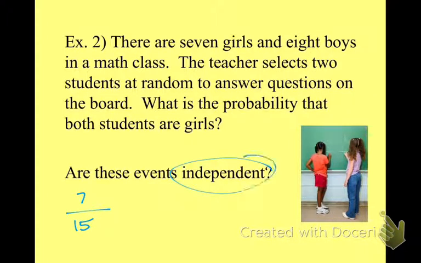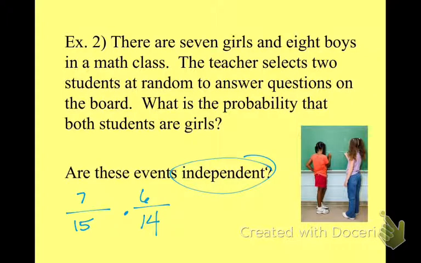They are not independent because I'm not replacing the girl. Once I've chosen her, she's already gone. So she gets chosen. Now I am left with 6 girls and I only have 14 people. So a lot of times you're decreasing the numerator and the denominator.